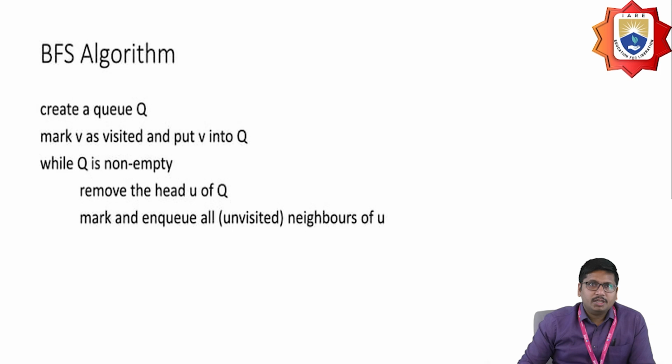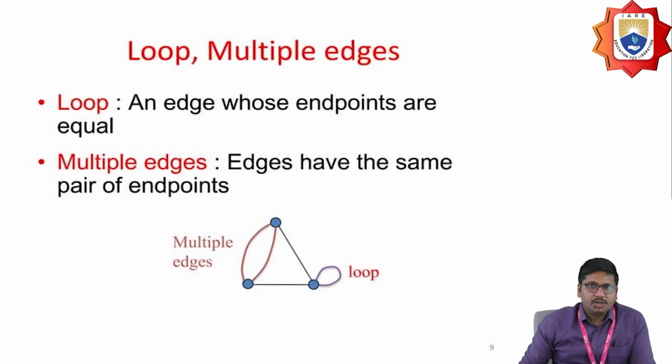Create the queue, then mark the starting vertex as visited and put it in the queue. While the queue is not empty, remove the head of the queue and mark it as visited. Now we are going to see some of the basic terminologies: loops and multiple edges.